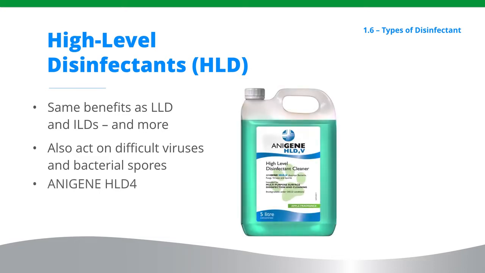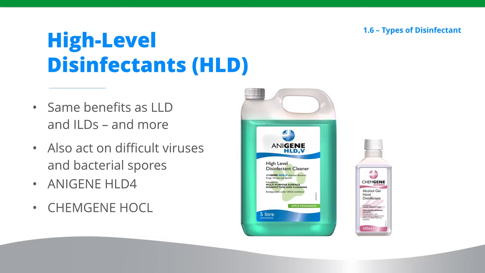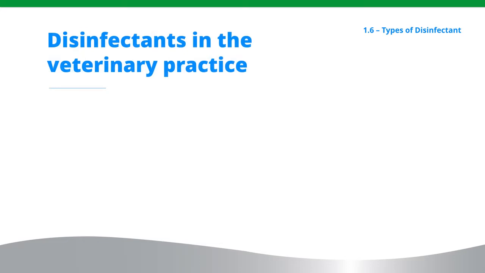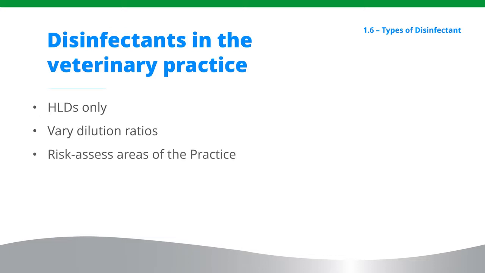Anagene HLD4 and Chemgene HOCl are high-level disinfectants. Take care not to use a low or intermediate level disinfectant in the practice. Only HLDs are effective in this environment. Use dilution ratios to vary the strengths. Careful risk assessments should be carried out in each area of your establishment to decide which area requires a high-level disinfectant at a strong dilution.